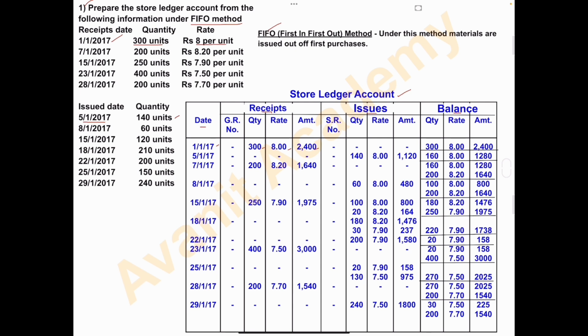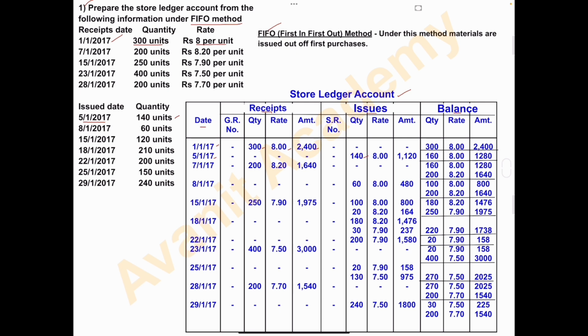So first write the date here, 5th January 2017. Receipts column nil. GR number nil, quantity nil, rate nil, and amount also nil. In issues column, record SR number nil. They have not mentioned it in this problem. So how many units are issued on 5th January? 140 units. So in quantity write 140.